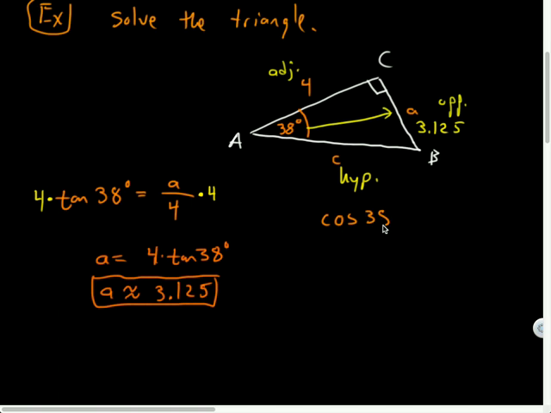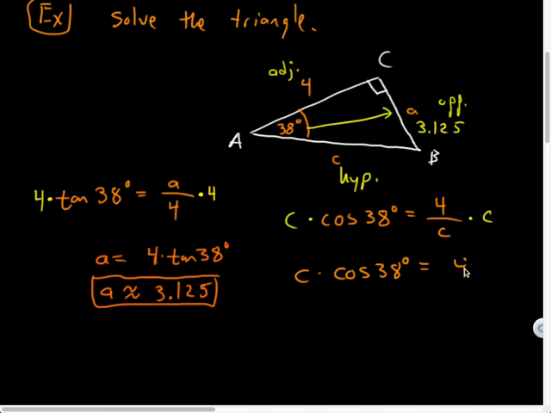Cosine of 38 degrees is equal to adjacent, which is 4, over the hypotenuse, which is C. In this case, sometimes they'll be labeled with like different variables and such. So how could I solve for C? This is a little bit tricky. You could reciprocate both sides. Sometimes I'll first multiply both sides by C. I think that's what I'll do this time. And I'll get C times the cosine of 38 is equal to 4.